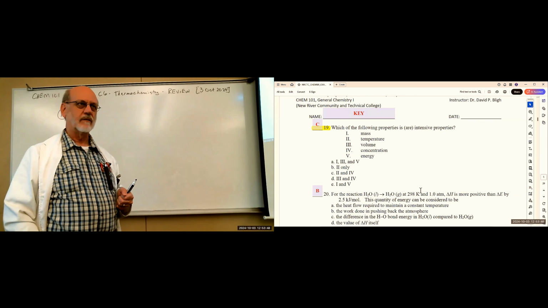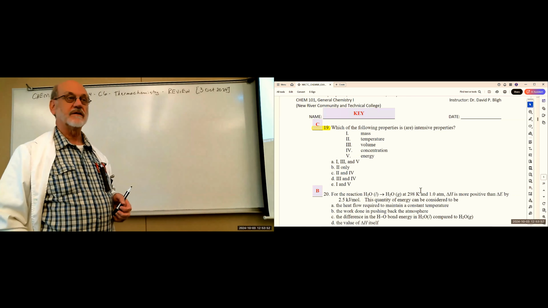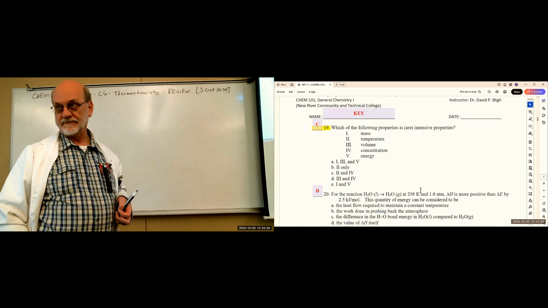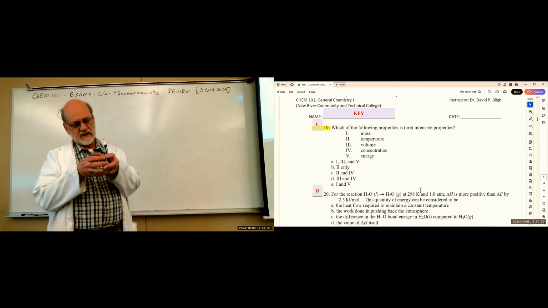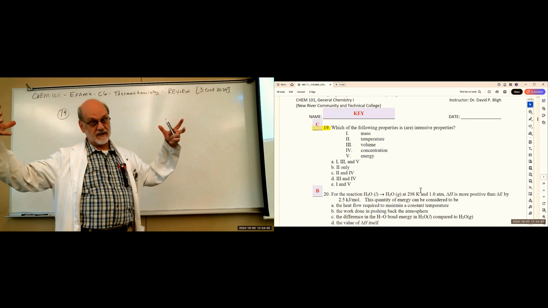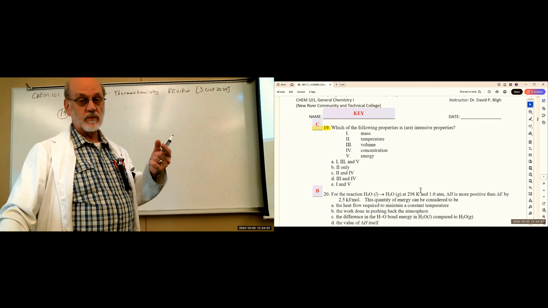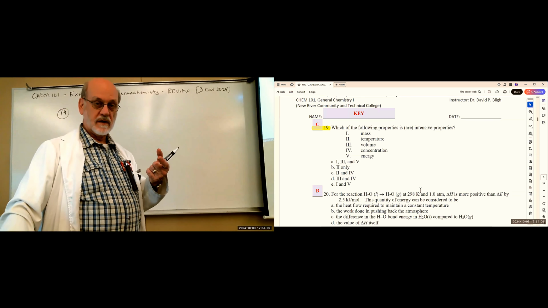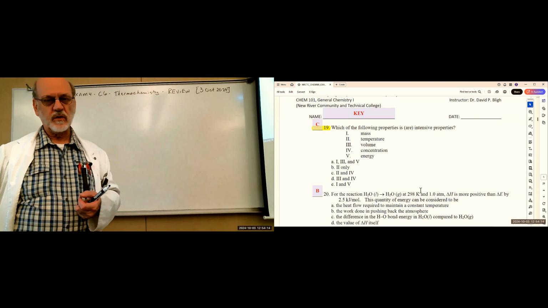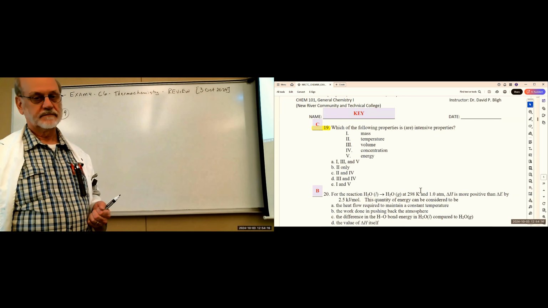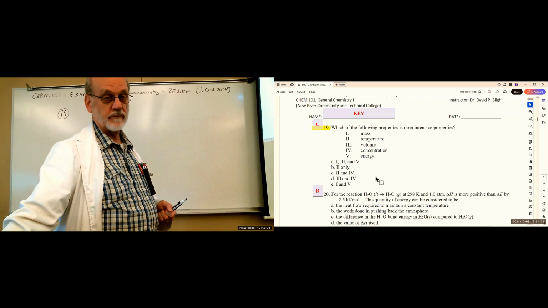Volume. Now, the more you have, the more volume you have. So that's extensive. Concentration. Yeah, that's intensive, right? Because you can have a 1 molar solution that's this big, and you can have a 1 molar solution that's that big. So far, Roman numeral 2 and Roman numeral 4 are intensive, and energy gets bigger with the amount. So the only two that are intensive properties are Roman numeral 2 and 4, which is C.